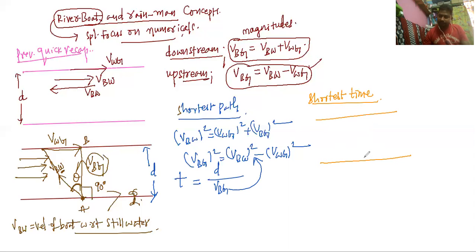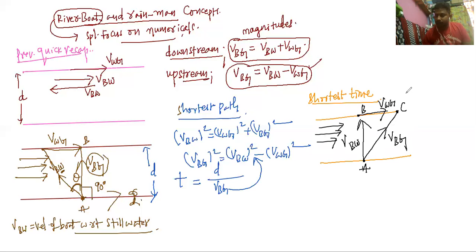See, particularly starting from here, point A is here, point B here. Shortest time means the aim must be like this. So this is velocity of the boat with respect to water. Because of the velocity of water in this direction, the boat will reach some point C here. This is the velocity of the boat with respect to ground, and this is the velocity of the water with respect to ground. Okay, see here, this is called the drift.